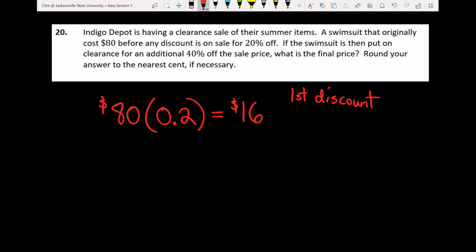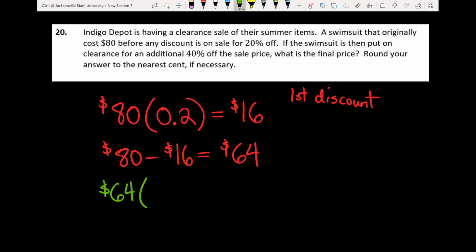Okay, so then we've got to figure out how much it costs now. So we'll do $80 minus $16. What is that? 80 minus 16 is $64. So after our first discount, that's our new price. Okay, so now we've got to take off the second discount. This time we're working with $64.